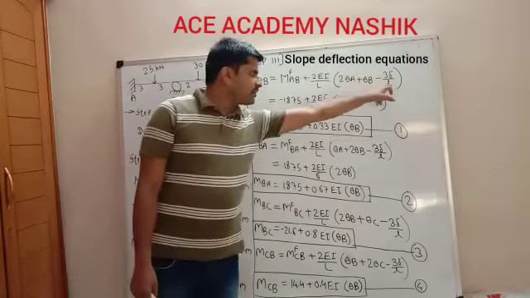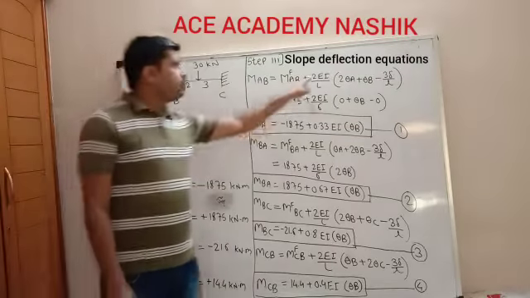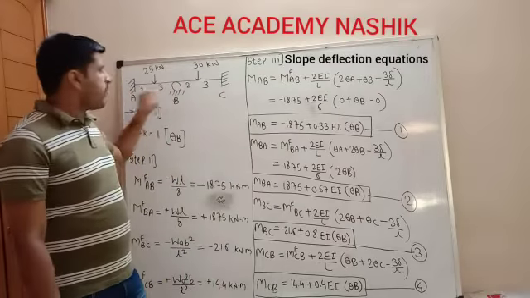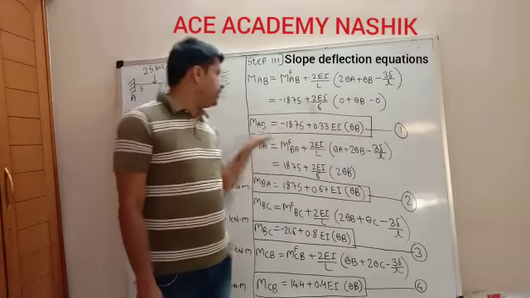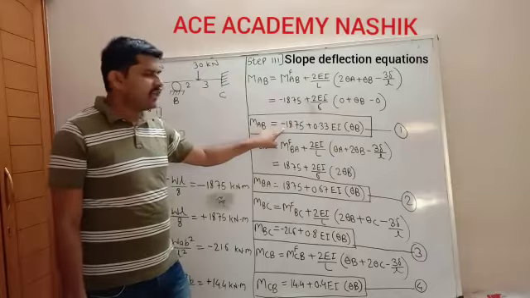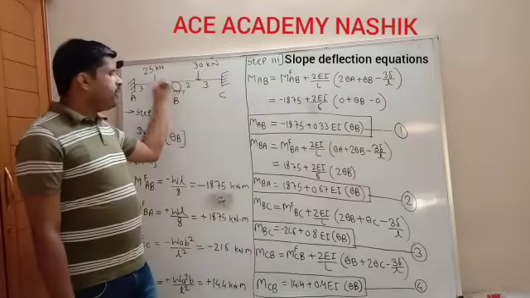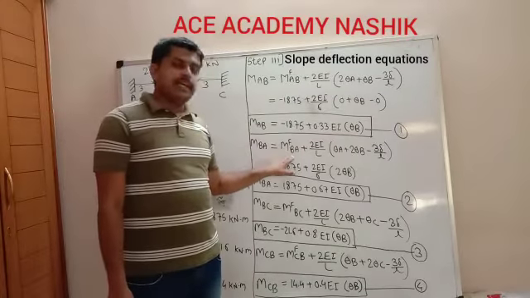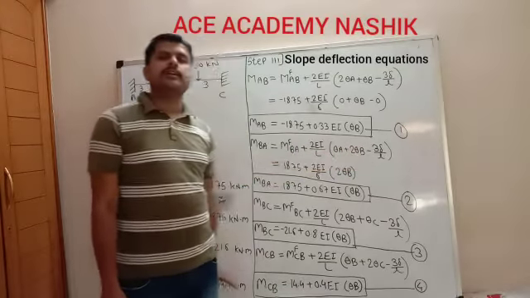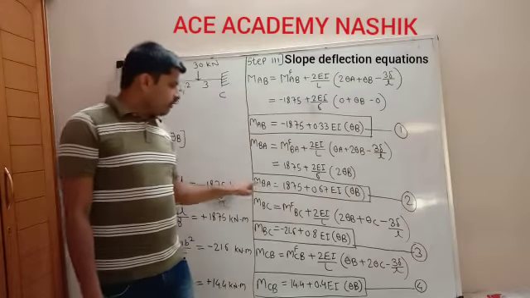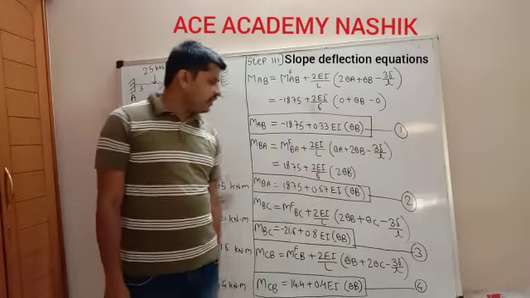Putting theta A and delta as 0, we get MFAB, that is minus 18.75 kilonewton meter, plus 2EI upon L, where L is the length of span AB, into theta B. So our equation 1 will be MAB is equal to minus 18.75 plus 0.33 EI into theta B. Similarly, for BA, the equation will be MFBA plus 2EI upon L, theta A plus 2 into theta B minus 3 delta by L. Putting these values, we get MBA is 18.75 plus 0.67 EI into theta B.